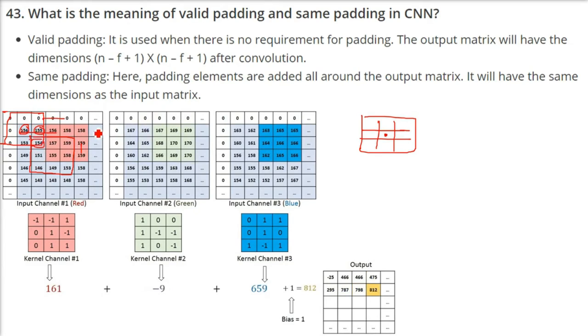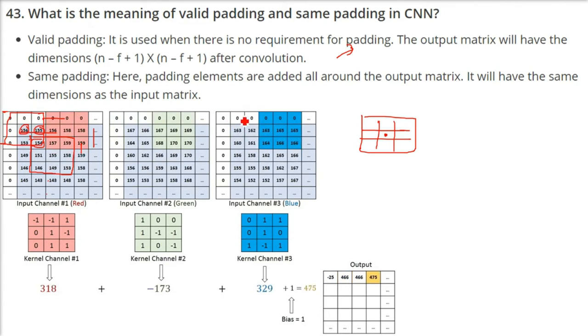So valid padding is used when there is no requirement for padding. The output matrix will have the same dimension after convolution. So it will work on each and every pixel value. Let me reiterate: it is used when there is no requirement for padding, valid padding. Convolution is all about multiplying the filter and just moving it so that every pixel is covered.